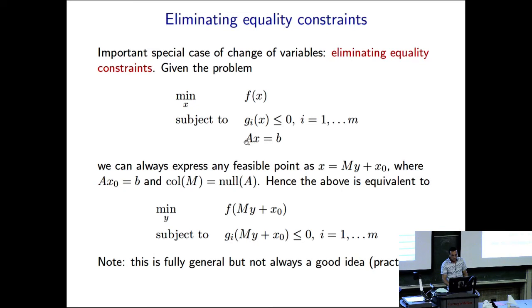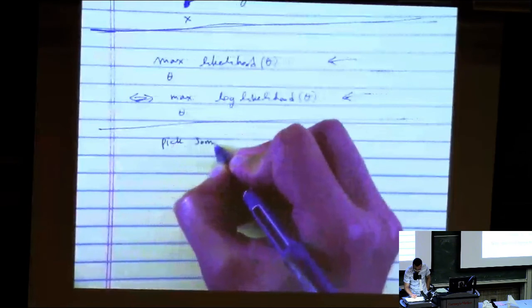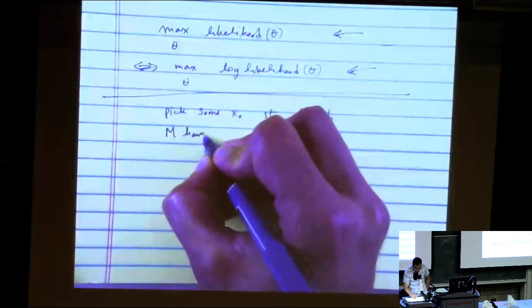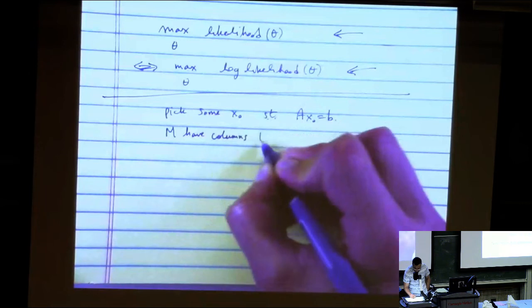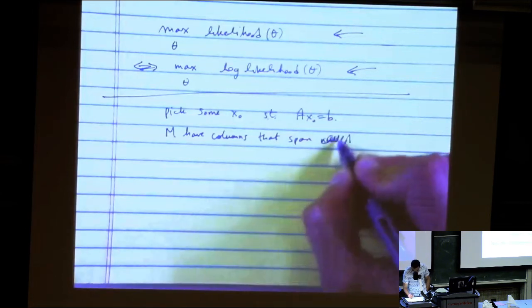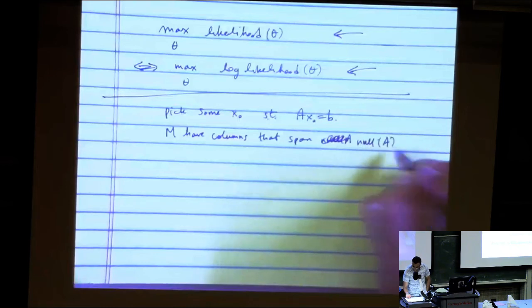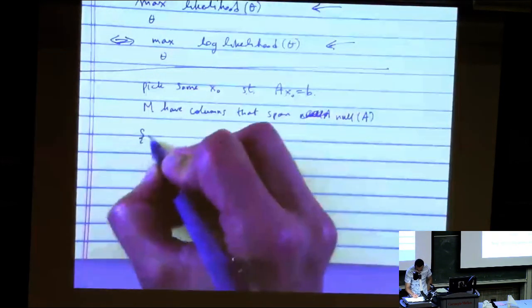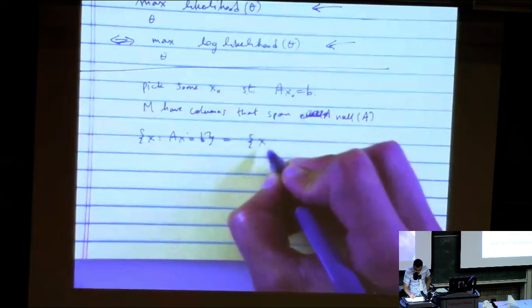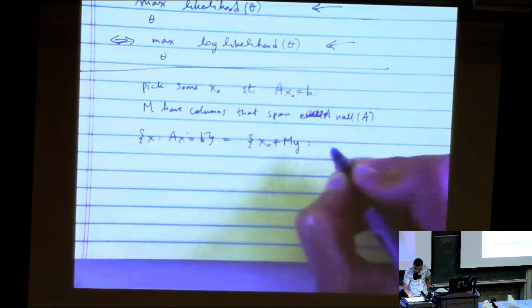So we're going to reparameterize the set of all x that satisfy Ax equals b in a particular form. Let's just pick some x0 that satisfies Ax0 equals b. Let's let M have columns that span the null space of A, Null A. Then I can write the set of all x such that Ax equals b as just the set of all x0 plus My over all y.